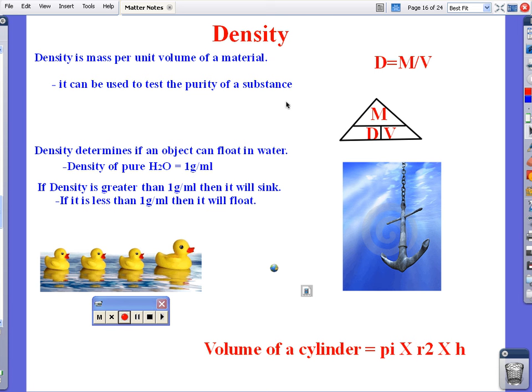Density is defined as mass per unit volume of a material. What does that really mean? It basically says to identify the density of something, you need to know the mass of it and divide it by the volume of it. If you remember from the What's the Matter notes, we discussed that anything that's matter has mass and volume, so anything that is matter has a density.